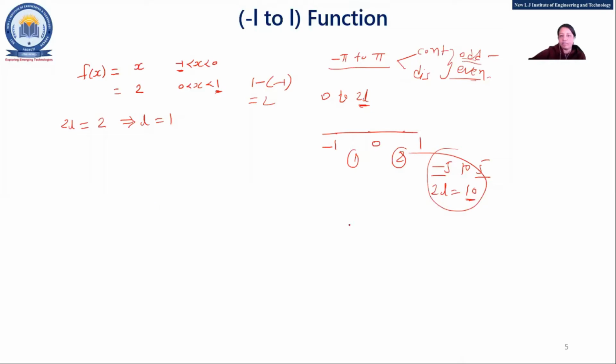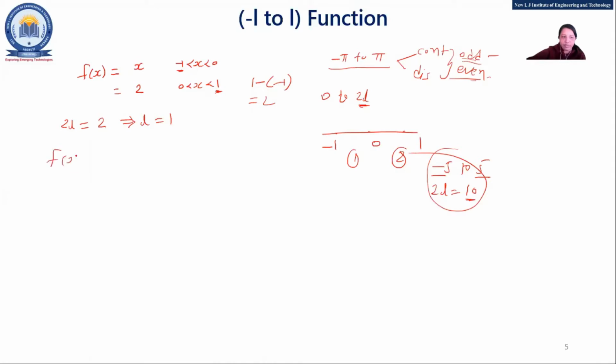Is there any doubt here? Up to this, how to calculate L in this type of example, minus L to L? Is there any doubt? Any student? Okay, fine. So we'll move on to the Fourier series.